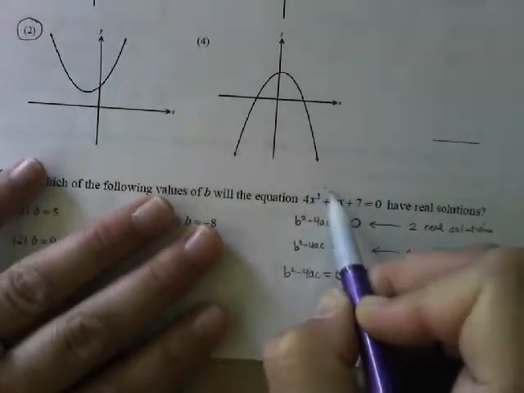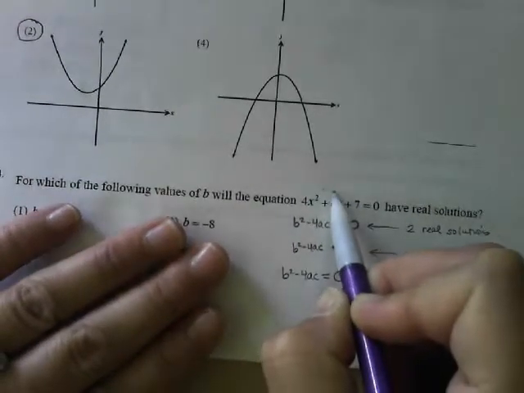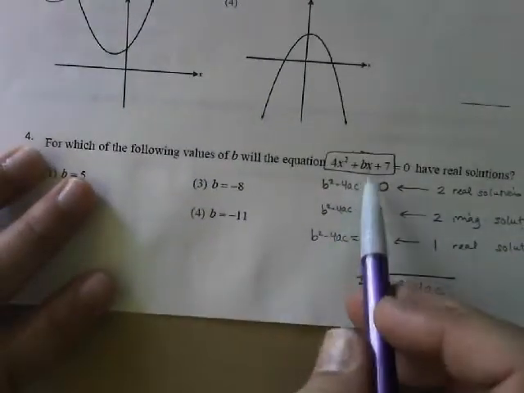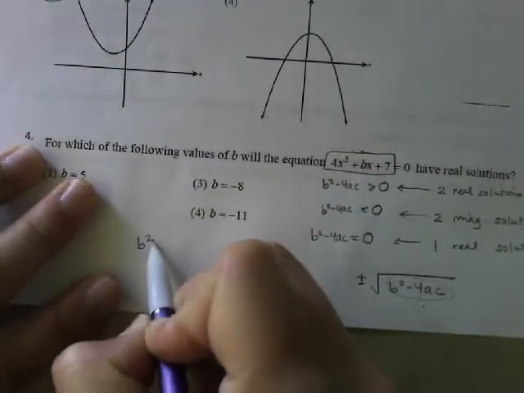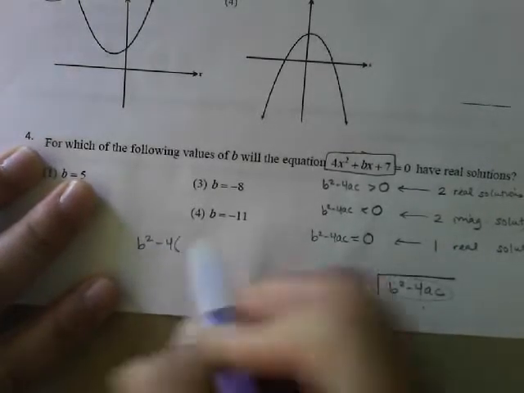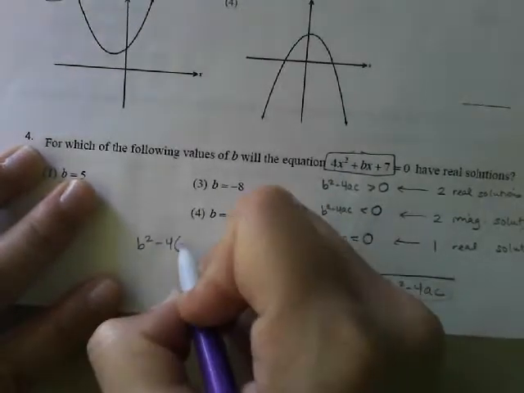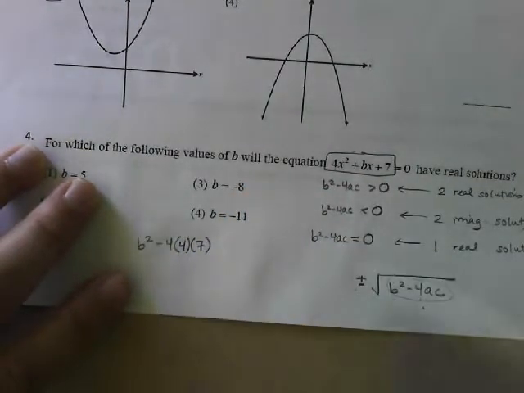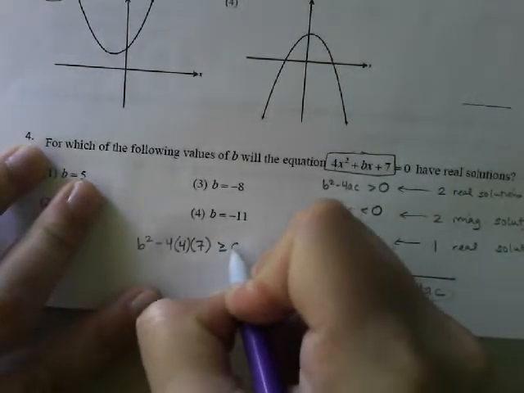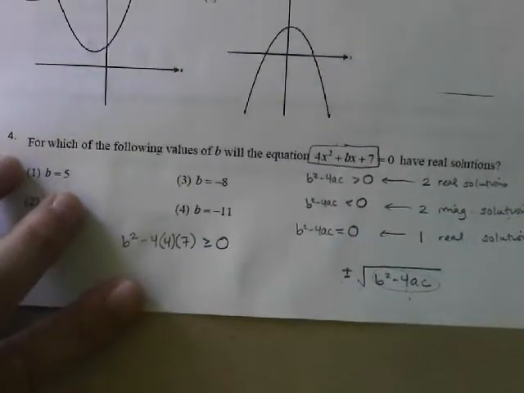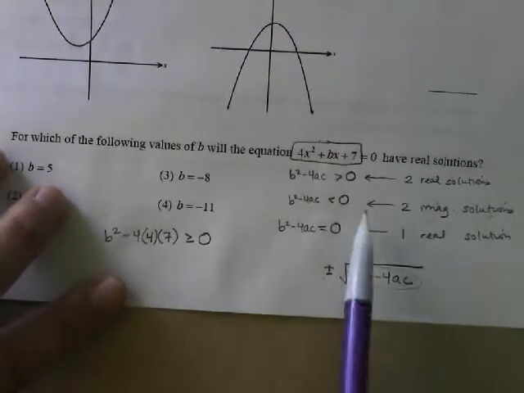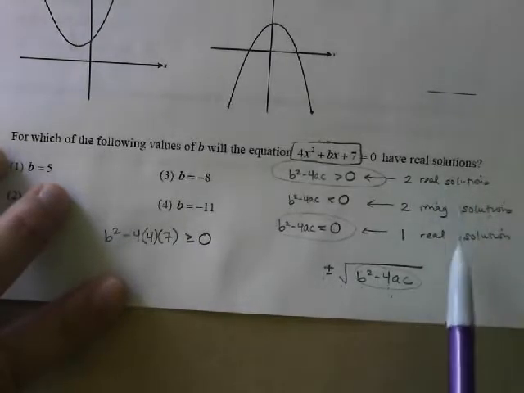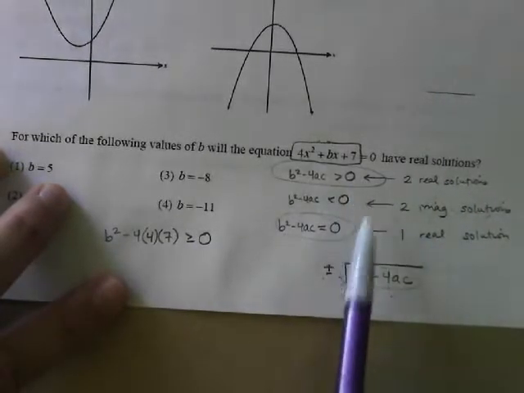So without guessing and checking, if we want this to have real solutions, then we want the discriminant, this b squared minus 4ac thing. So that would be b squared minus 4 times my a value of 4 and my c value of 7. If we want real solutions, we want this to be greater than or equal to 0. I put greater than or equal to to cover both of these cases because they're both real.